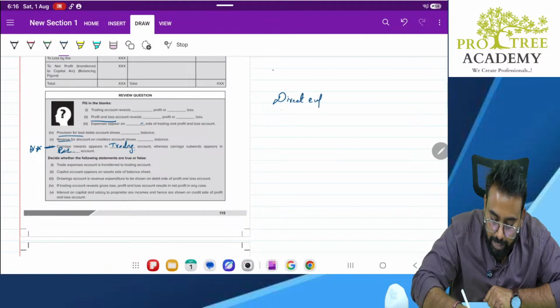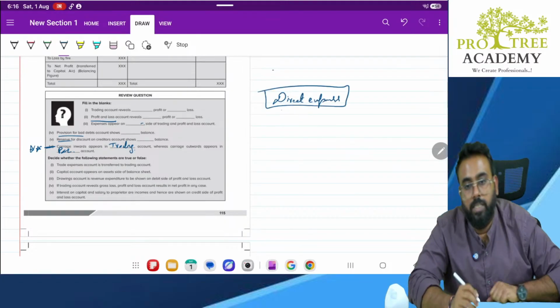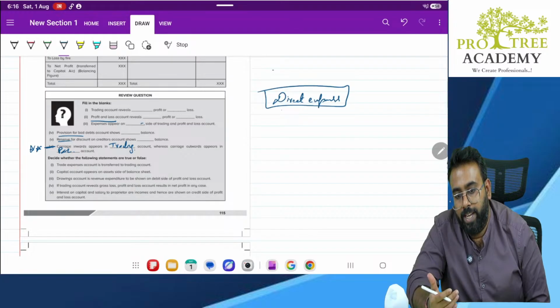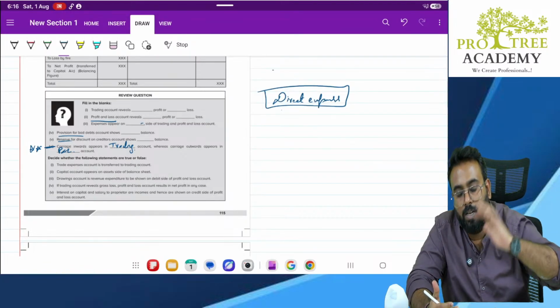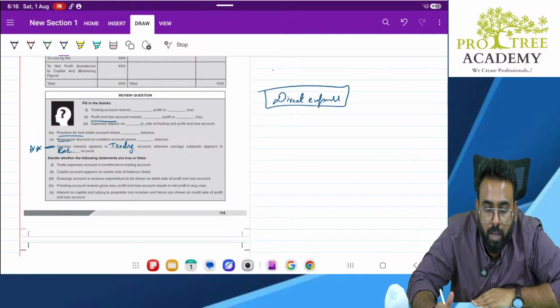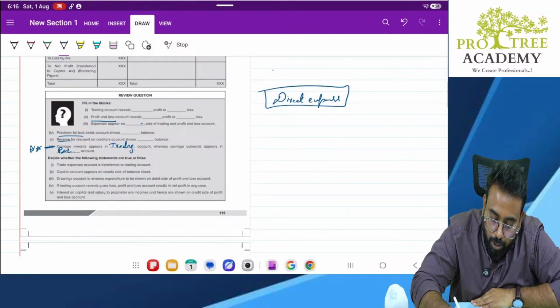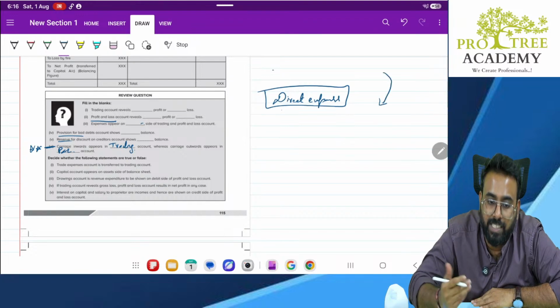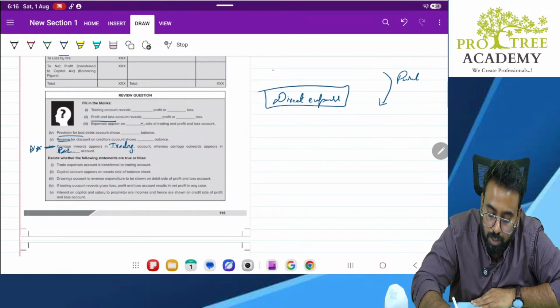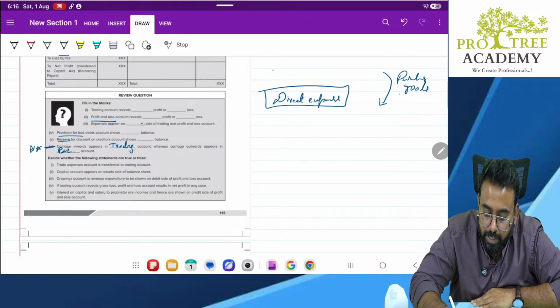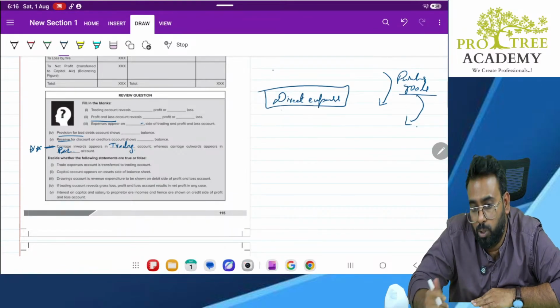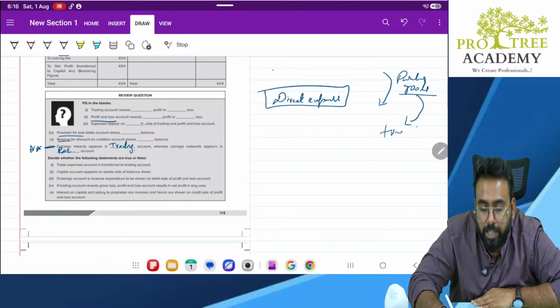Direct expenses. See, without paying the transportation for purchases, you cannot bring those goods into your godown. Correct or no? If you want to bring the goods to your godown and sell them, you need to first purchase the goods. Okay, sir, I purchase the goods. Is purchasing the goods enough? No. After purchasing, you have to bring the goods to your godown. To do that, you need to pay transportation. So, without transportation, making the sales is impossible. Correct or no?